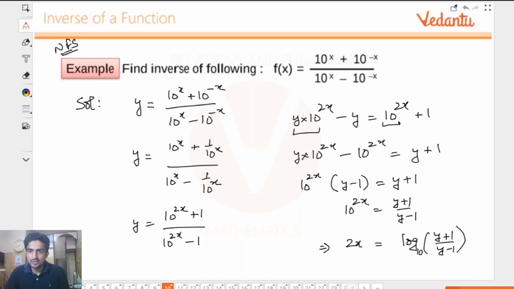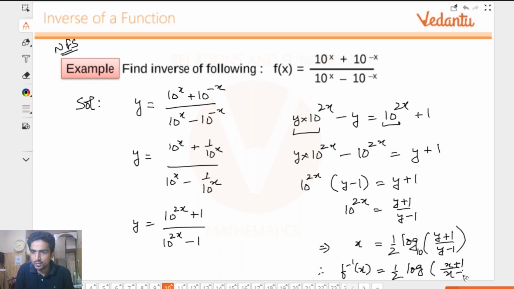So finally I get my x. Just take 2 to the right hand side. Whatever you get, this is your F inverse. Therefore, F inverse x is half log of x plus 1 by x minus 1 base 10. This is your answer. So what is the point in this question?